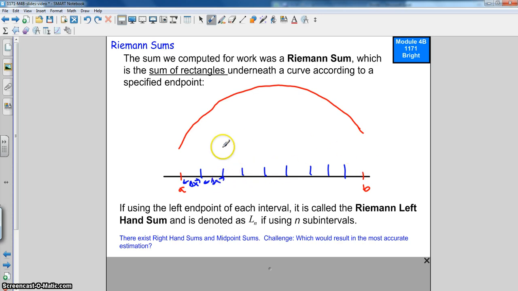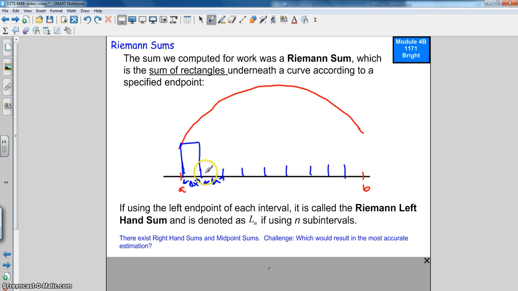And so if I'm using the left endpoint to approximate the area under the curve, what I need to do is for this first interval, I'm going to go up to the function and determine where the left endpoint hits the function. And then I'm going to say it's constant over that interval. Okay, so that would be my first rectangle.